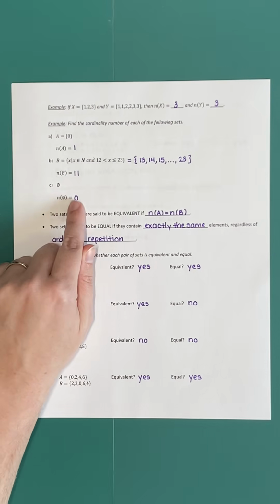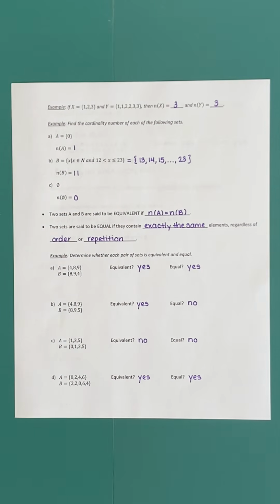This is actually another definition for the empty set. We can also think of it as the set whose cardinal number is 0. So any set whose cardinal number is 0, any set that contains 0 elements, is going to be the same thing as the empty set.